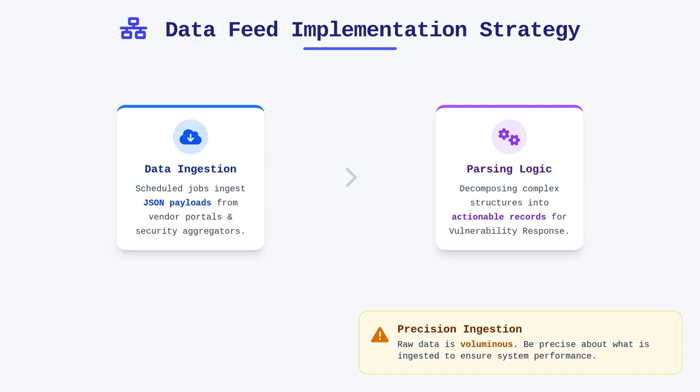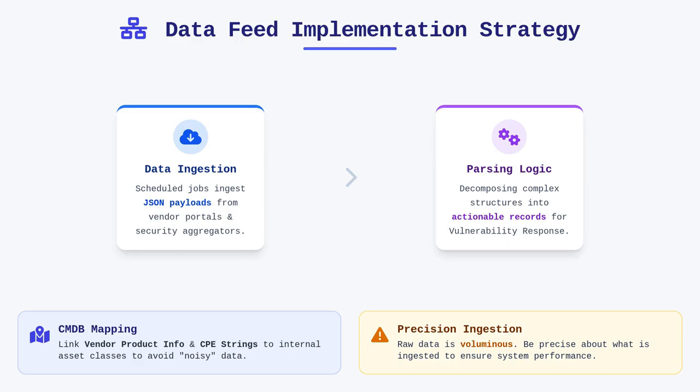You have to configure the mapping between the vendor's provided product information and your own internal asset classes, likely within the configuration management database. Without a strong linkage between the vendor's nomenclature and your internal naming conventions, such as your product name or CPE strings, the data becomes noisy and largely unactionable.